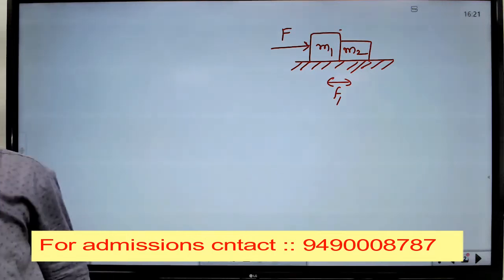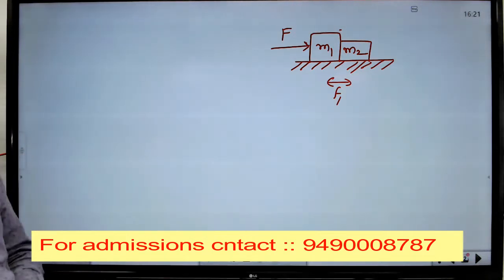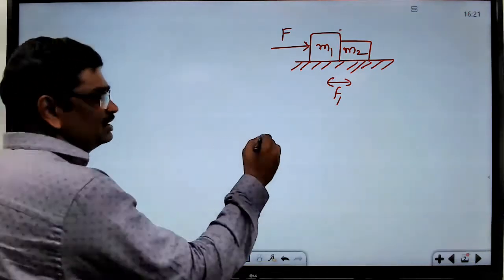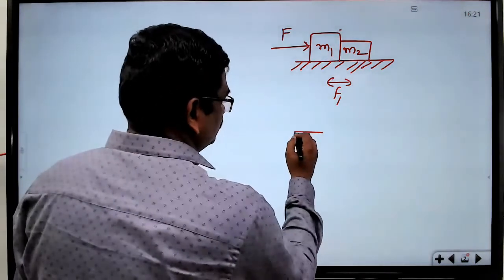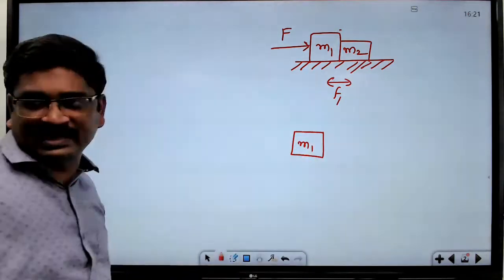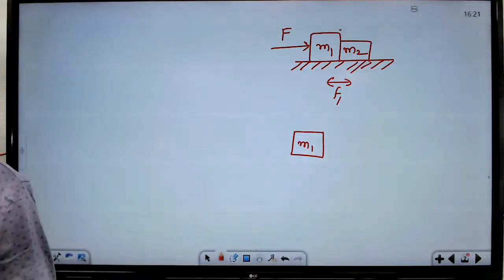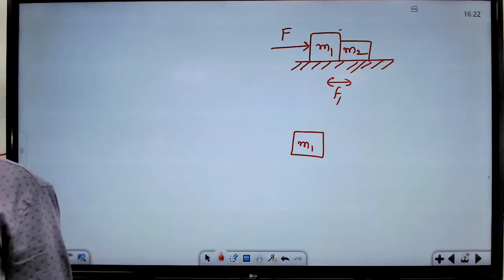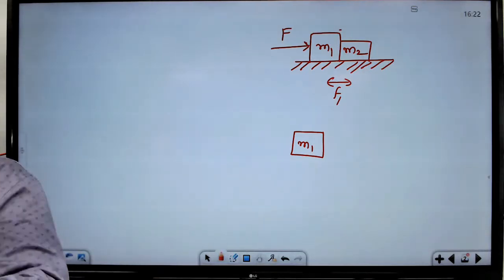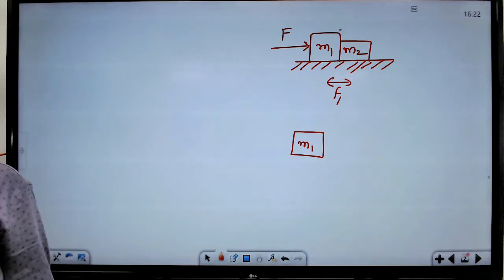F1 tho represent chestam. Now so just draw free body diagram for mass m1 and m2. Mass m1 ki, mass m2 ki free body diagram giste. What is meant by free body diagram? Simply force diagram, and only forces are rastam. So in free body diagram no need to draw those objects. Just oka dot pedtam.